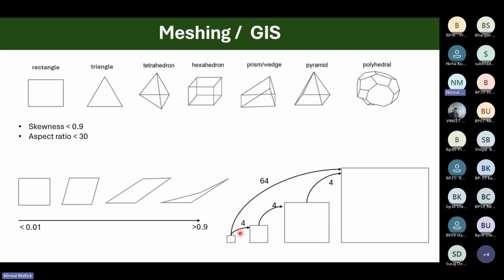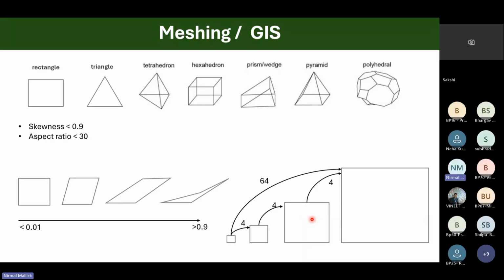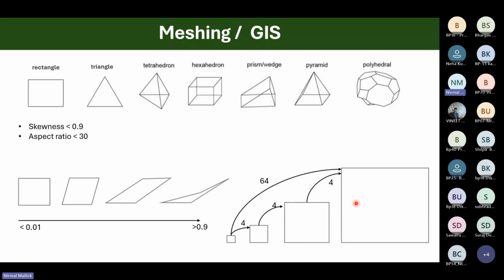What is aspect ratio? Aspect ratio is basically, if you have a rectangular mesh, how your mesh is growing on the surface. Like if you have this small rectangle with unit 1, and the next area is 4 times the original area, and the next size is 4 times the original, it goes on in this way. Instead of going like this, if you jump directly from the smallest to the largest, this will definitely cause more errors in your meshing and in your results.